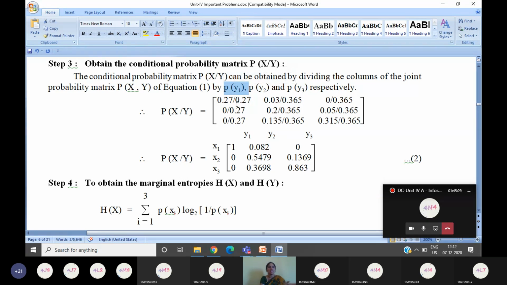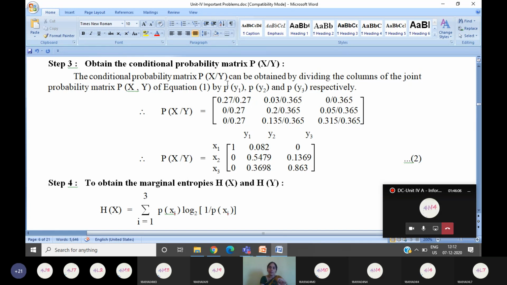Whether you multiply or divide depends on the Bayes theorem equation. Here the first element is P of y1. Every time this P of y1 should be applicable only to the first column. Similarly, P of y2 is only applicable to the second column, and P of y3 is only applicable to the third column. Similarly, P of x1 is applicable to the first row, P of x2 to the second row, and P of x3 to the third row.